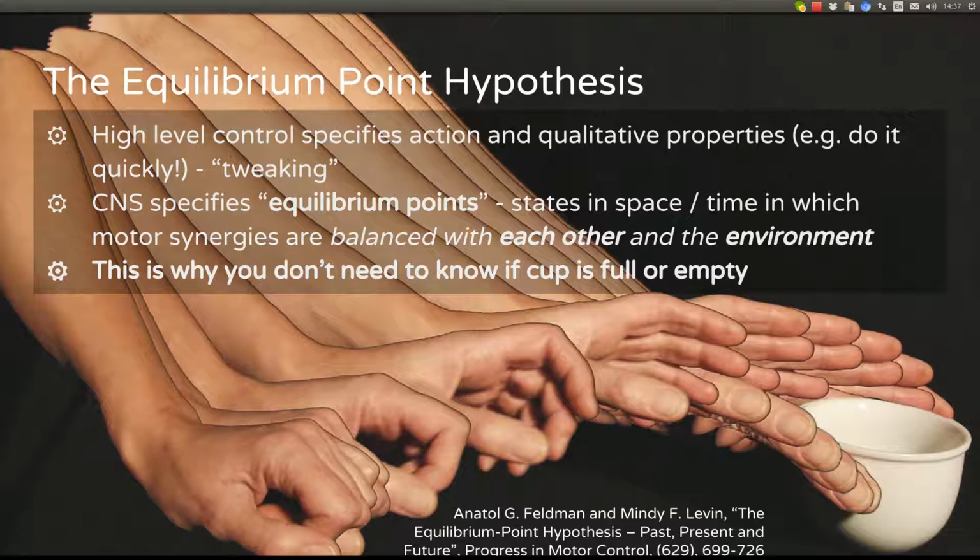So I might be doing that in a heavy wind, or I might be reaching my arm through treacle, which I'll talk about in a second. Another thing is that it also means that we don't need to know if the cup is full or empty, right? So the central nervous system doesn't necessarily send that information through to the rest of the nervous system. The nervous system must in turn be figuring out how to apply the appropriate forces to pick the cup up, regardless of whether it is full or empty.